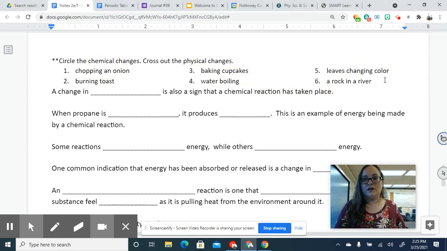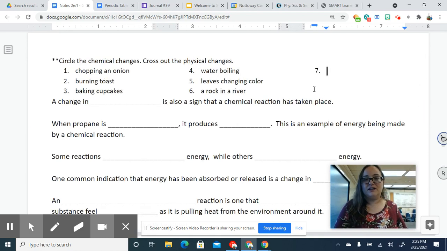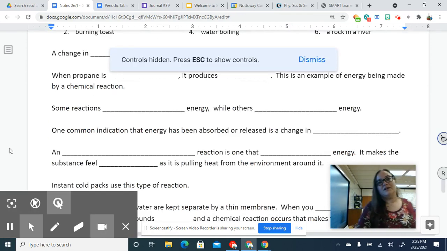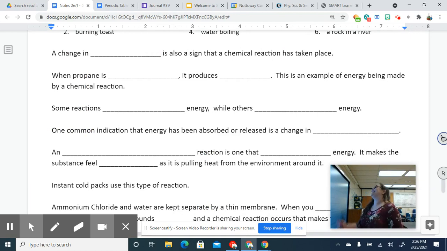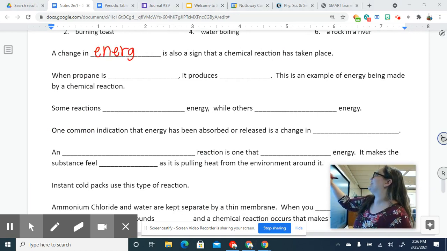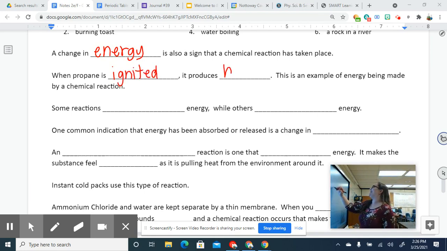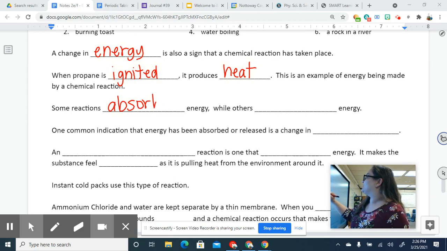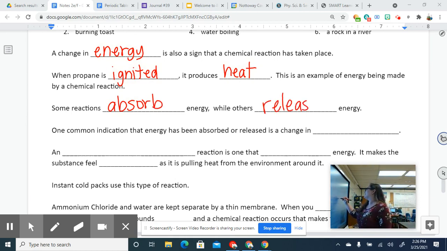Here we go. A change in energy is also a sign that a chemical reaction has taken place. When propane is ignited, it produces heat. This is an example of energy being made by a chemical reaction. So when I light my lighter, when I light the grill and ignite that propane, that is a chemical change that is taking place. Some reactions absorb energy while others release energy.